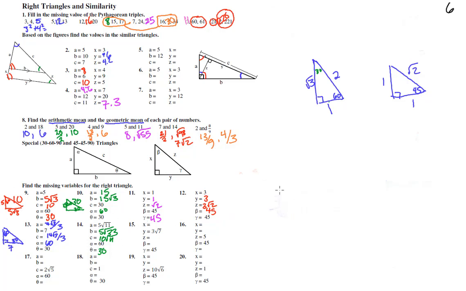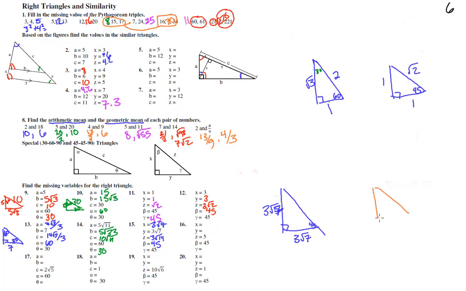Number 15, we've got a 45, 45, 90 triangle. So we're at a 45, 45. Good, that was easy. So y is 3 square roots of 7. Well, y and x have to be the same size because we're in a 45, 45, 90 triangle. So 3 square roots of 7 there, 3 square roots of 7. And z is this times the square root of 2. So we get 3 square roots of 14. Excellent, excellent.